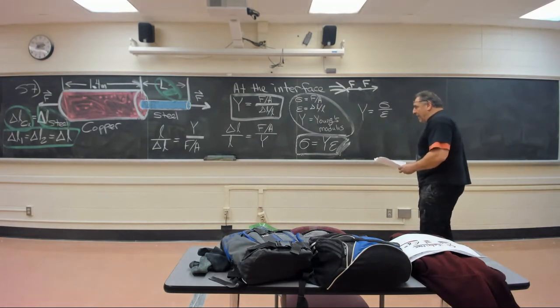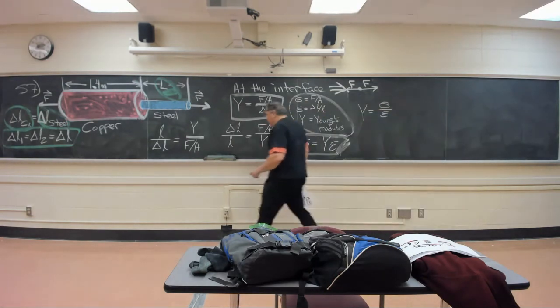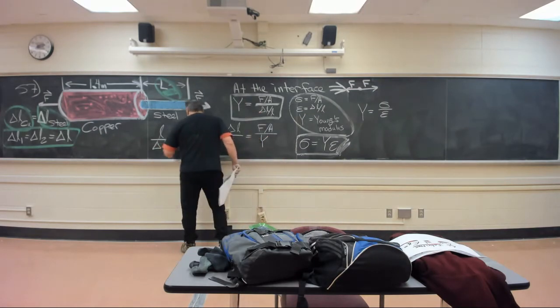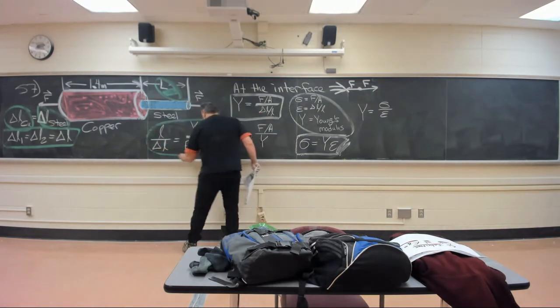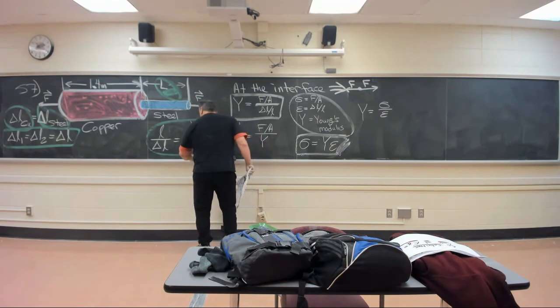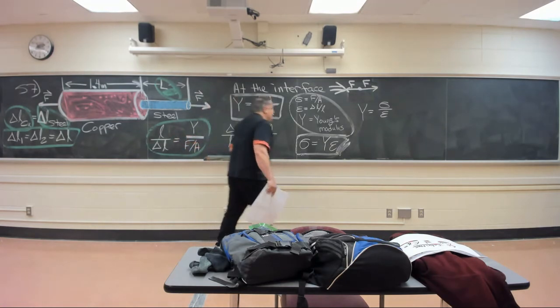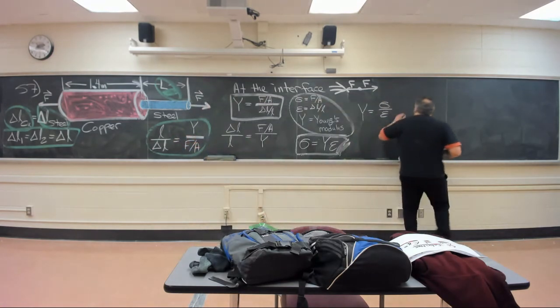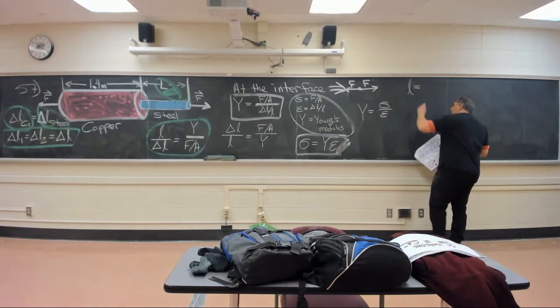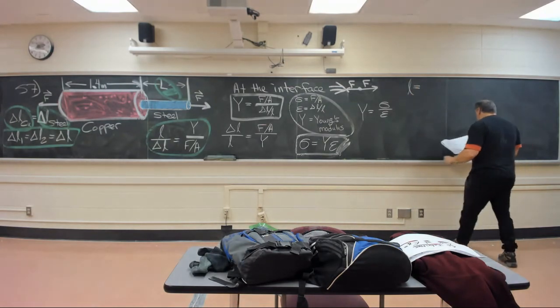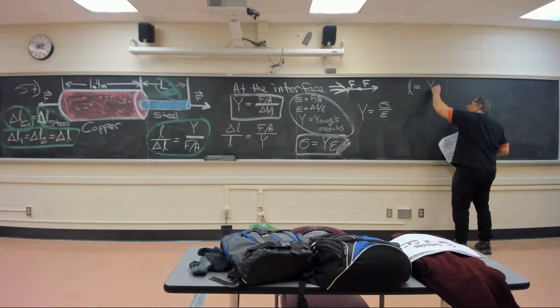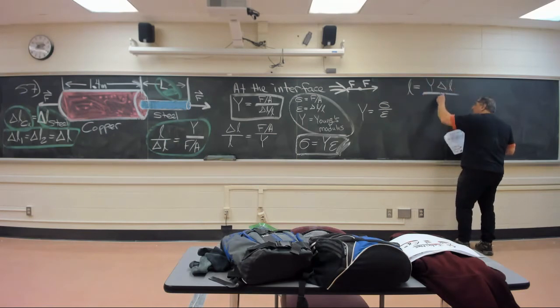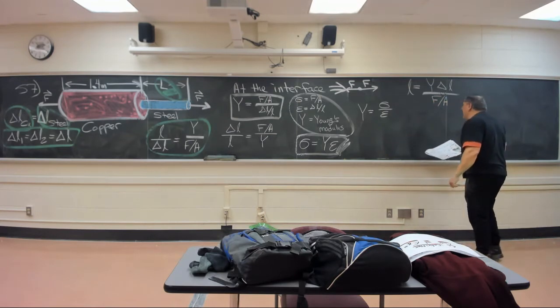Why am I doing this? Well, what's good about this is you can multiply by delta L on each side, and you can get L is equal to Y delta L over the ratio F divided by A.